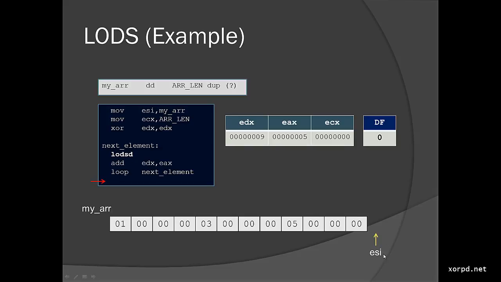Note that in the end, ESI points to a virtual next D word. It might be some other thing. Maybe I have in memory something not related to this array at this point. But ESI always points to the next D word. This is an important edge case to look at.